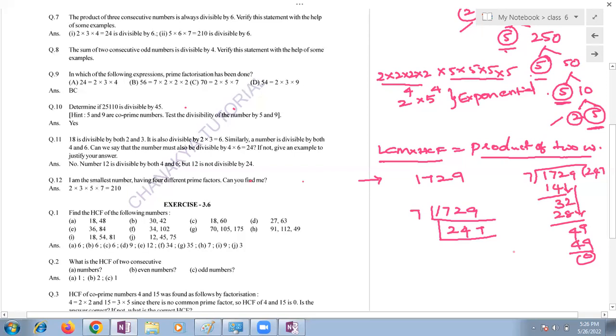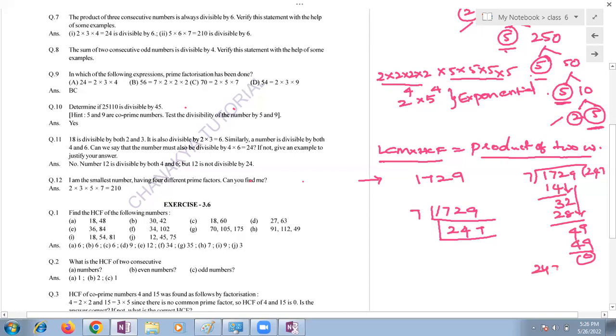Next, the 9 table means the sum of the digits should be exactly divisible by 9. The sum is 13, so it is not true. And 10 is not true, as the end digit is not 0. Coming to the 11 table, 11 twos are 22 and 27 won't come. No 11 table, no 12 table. Let me check with the 13 table.